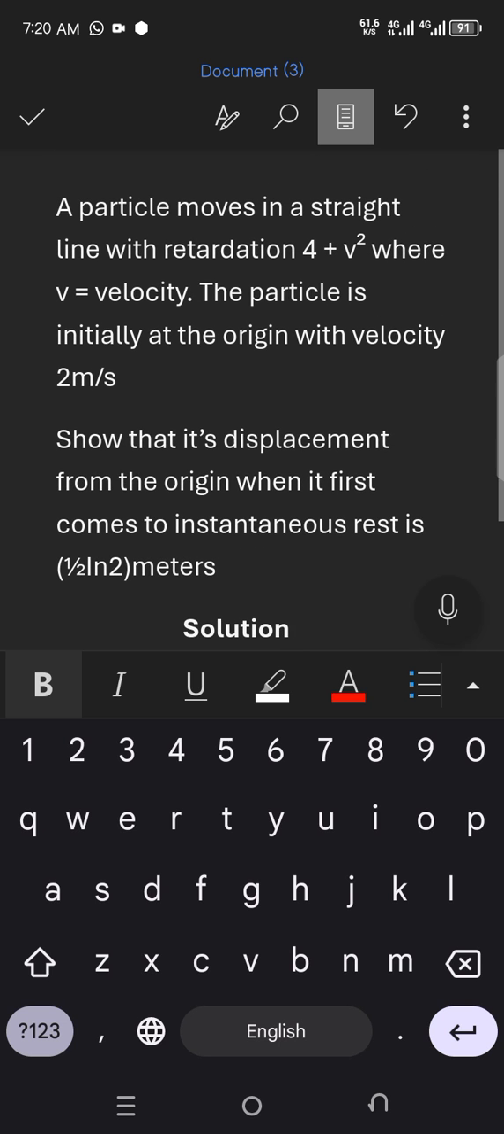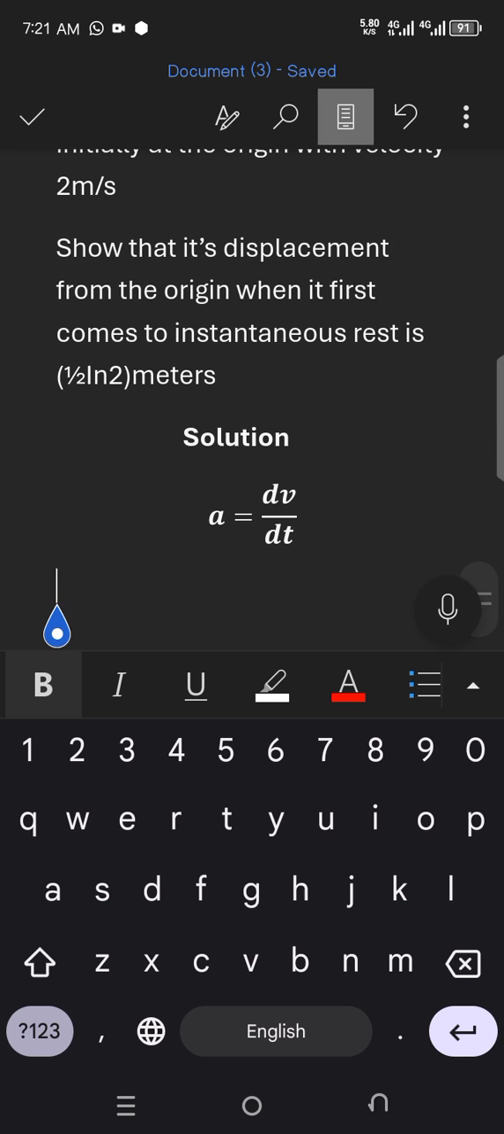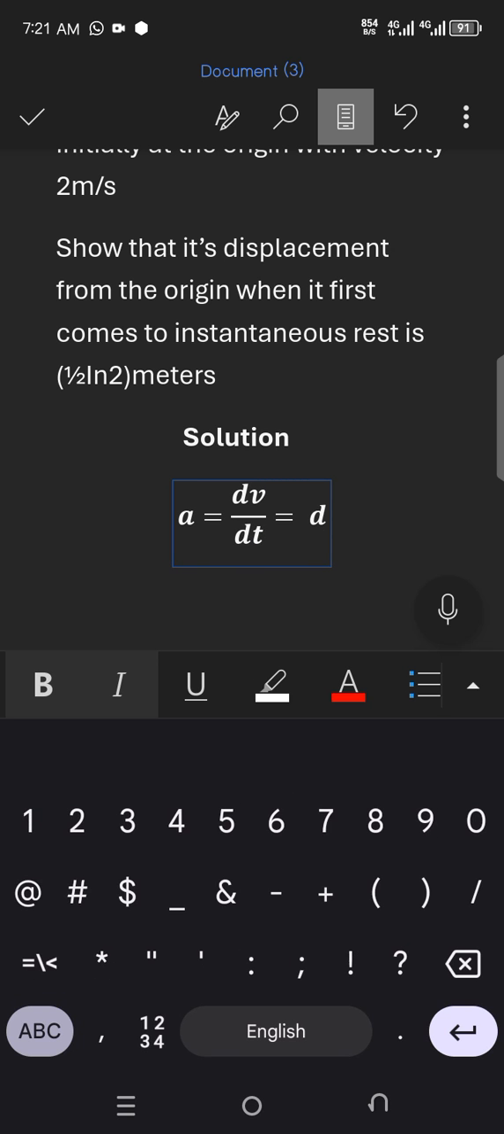If you come back to this question, you realize that we have no relationship with time. The acceleration given to us in this case is in terms of v and not in terms of t. Furthermore, we are finding the displacement, so we have to rewrite the acceleration in terms of the velocity and the displacement, so we remove time from the equation.